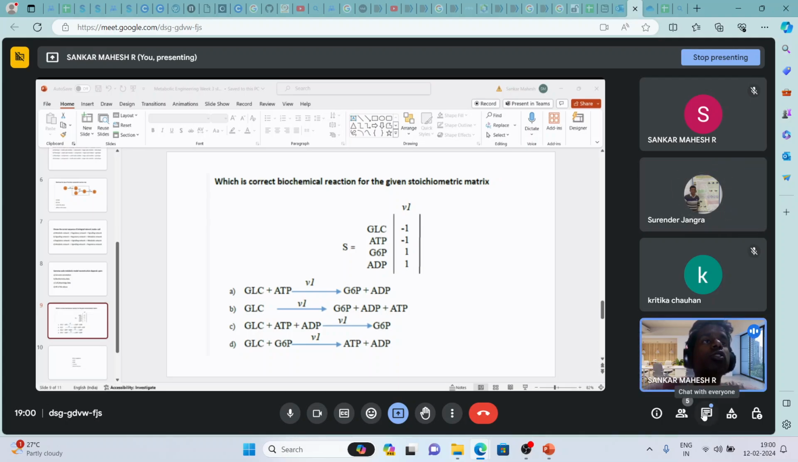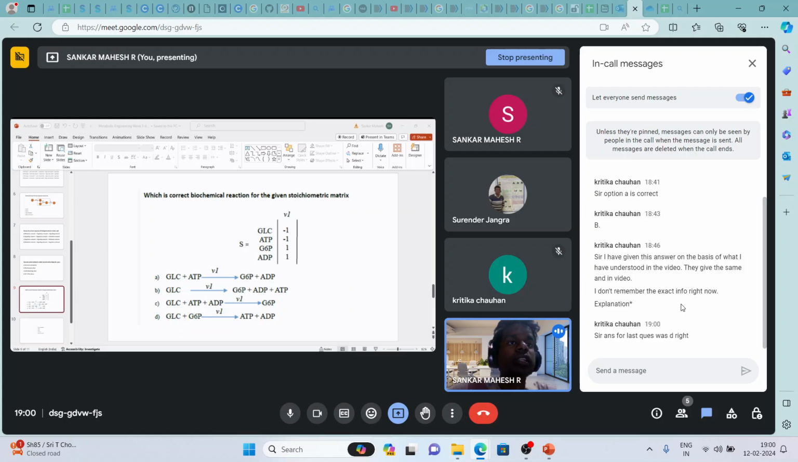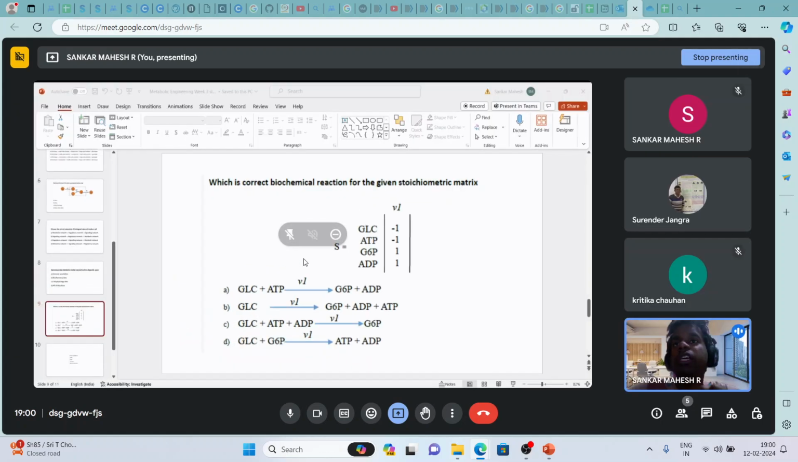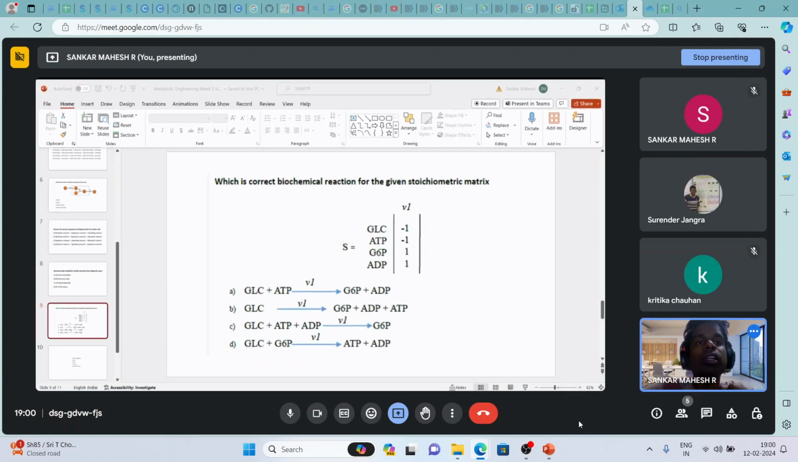Sorry, Surendra. Kritik has mentioned something in the chat. I'll just check that. He's mentioned the answer for the last question was D. Yeah, the option is answer D. All the three, which is genome annotation, biochemistry data, and cell physiology data, are required.